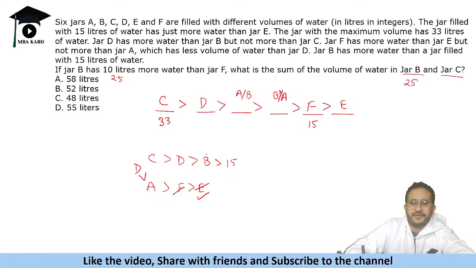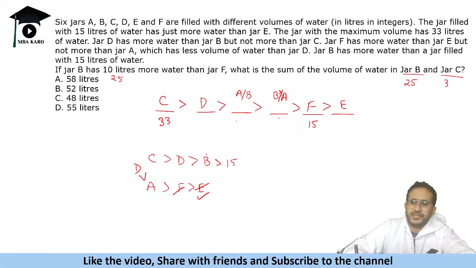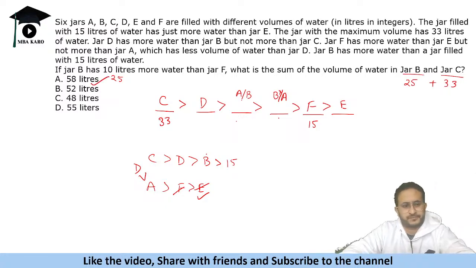So B has 25. Position does not matter, right? Like if B is here, A is here, fine. After all, we need to find the volume in B plus C. So C we know is 33, and jar B we are given is 10 liters more than jar F. So jar F is 15, we know. So 25 plus 33 we get 58 liters. Now, position can be anything, whether it is at the third position or fourth position, it does not matter.